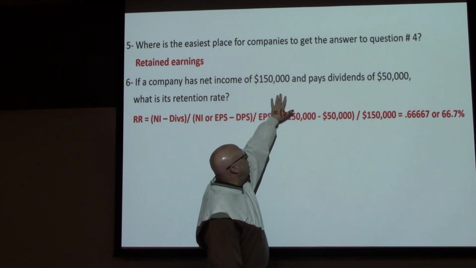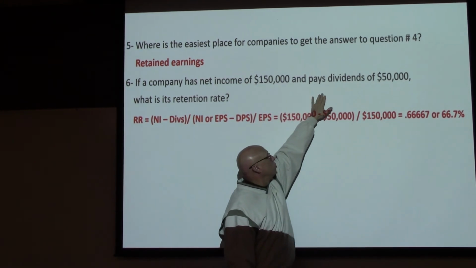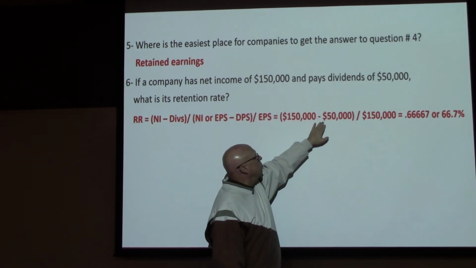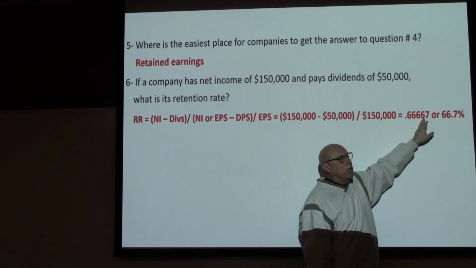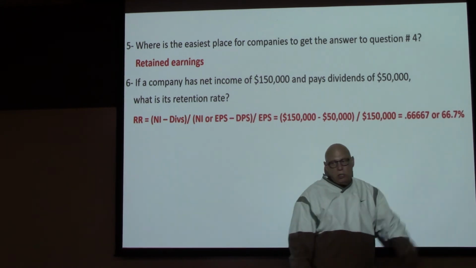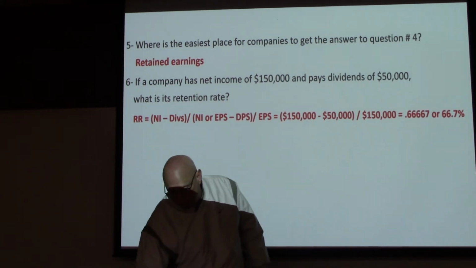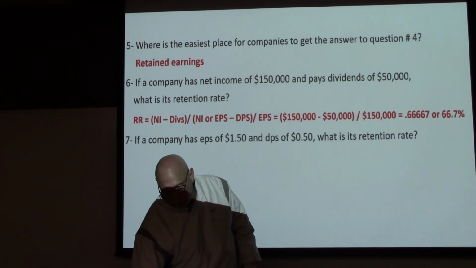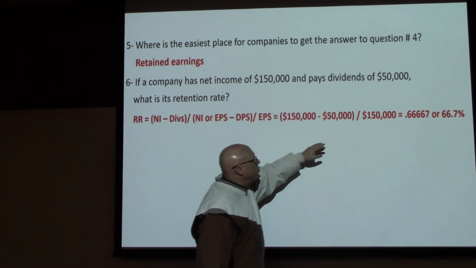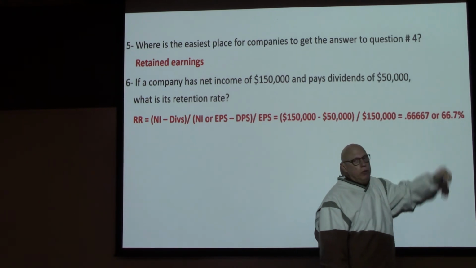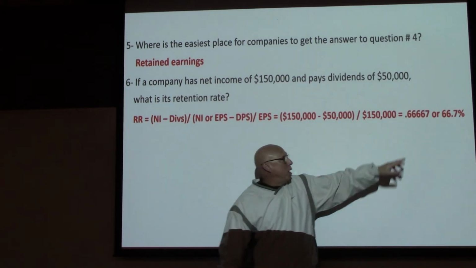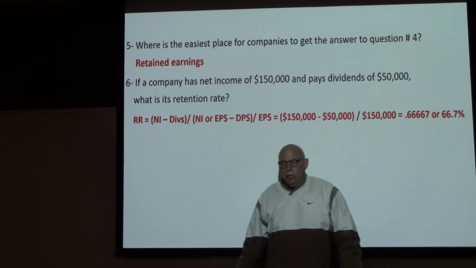So in this case, we have net income and total dividends. 150,000 minus 50,000 is 100,000 divided by 150,000. The company is retaining 66.7%, 2/3. If they're retaining 2/3, then their payout ratio is 33.3%. 1 minus the retention rate is the payout rate.